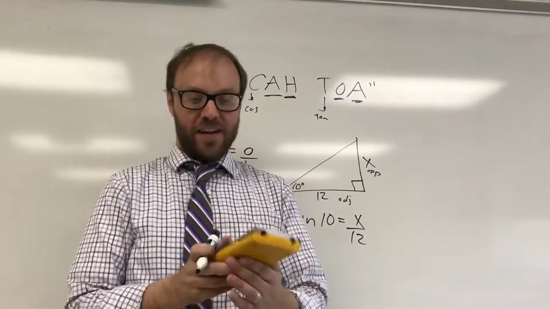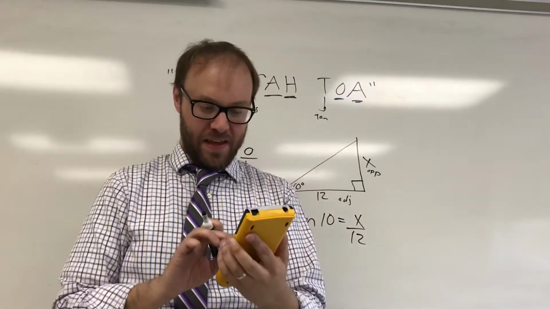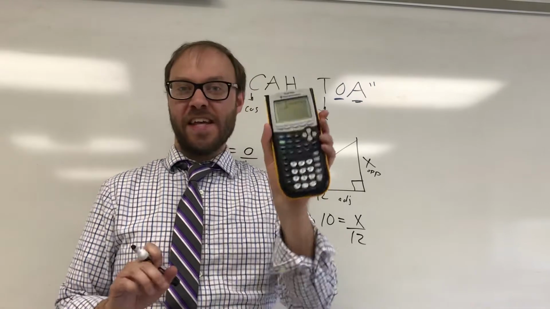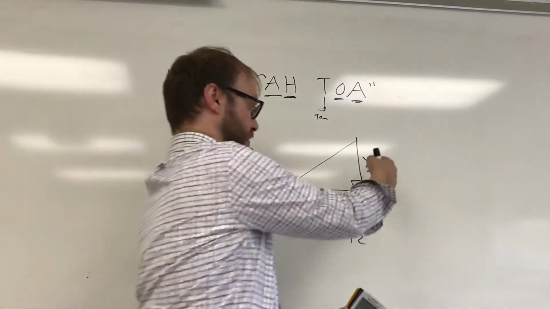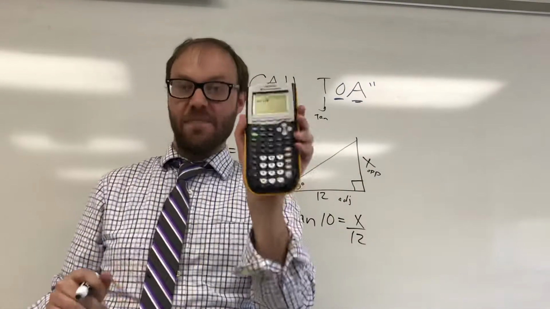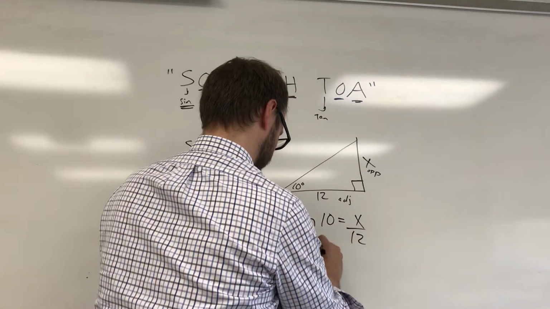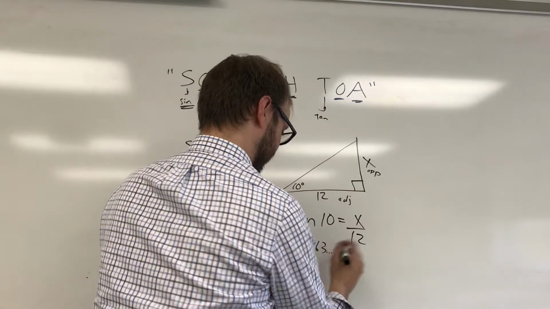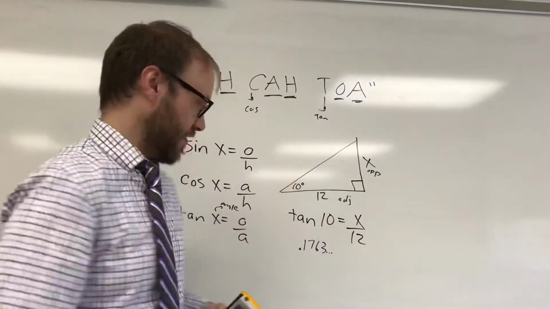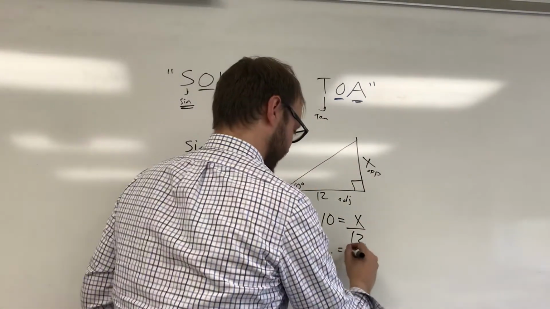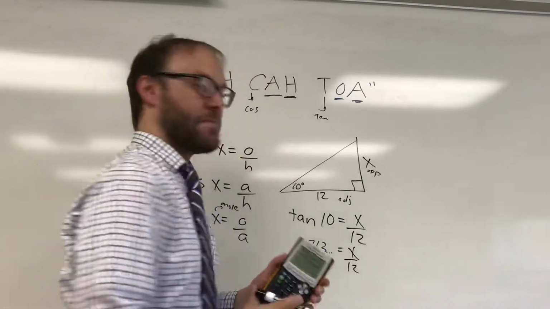And you go to your calculator and you say, hey, calculator, I have a right triangle with a 10-degree angle, and I want to know the ratio between the opposite side and the adjacent. So you type in tangent of 10, and your calculator is going to tell you that it's about 0.1763. Again, I would try to keep that in your calculator if you possibly can, and that's equal to x over 12. Okay? Now think about this.